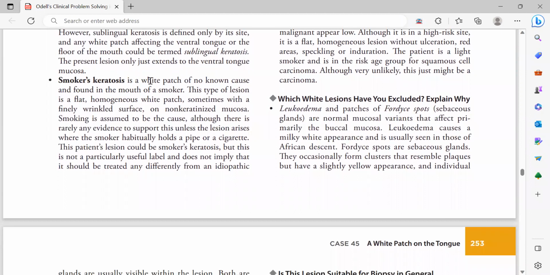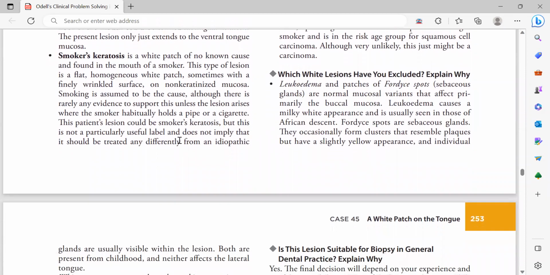Then the smoker's keratosis, it is a white patch of no known cause and found in the mouth of a smoker. This type of lesion is a flat, homogeneous white patch and sometimes with a finely wrinkled surface on non-keratinized mucosa. So what are the non-keratinized mucosa, such as the tongue, gingiva, floor of the mouth? Smoking is assumed to be the cause, although there is rarely any evidence to support this unless the lesion arises where the smoker habitually holds a pipe or a cigarette.